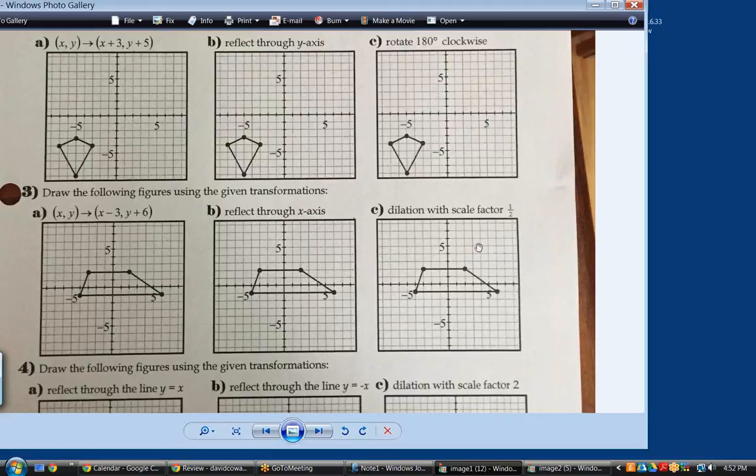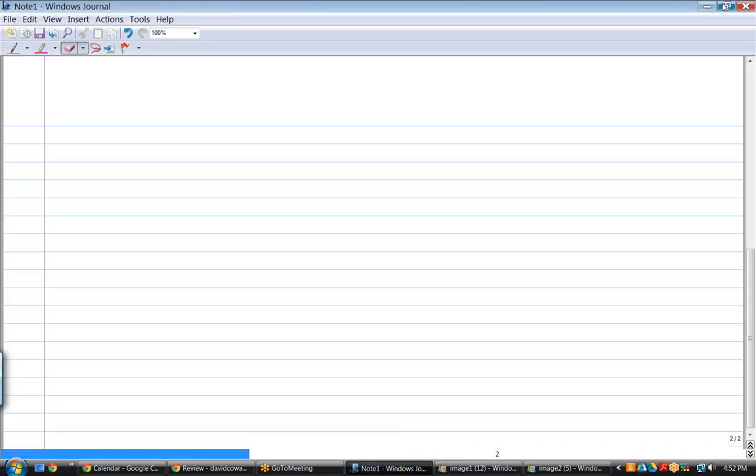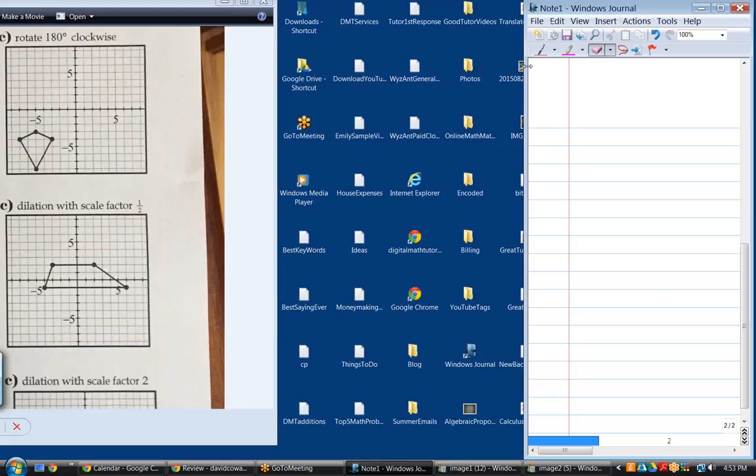Now, basically, what a dilation with a scale factor of 1/2 is going to do is it's going to shrink this thing by 1/2. And what you can do here is draw a line from the origin to each vertex and then cut it in half. Okay. Let me see if I can approximate that drawing.